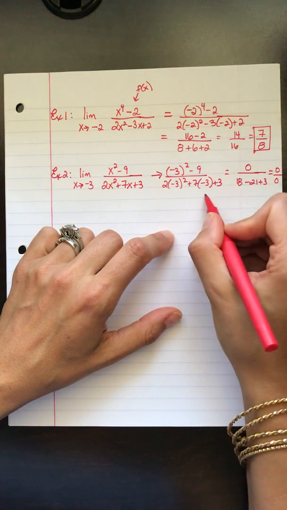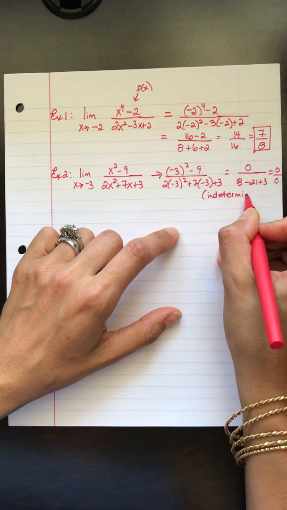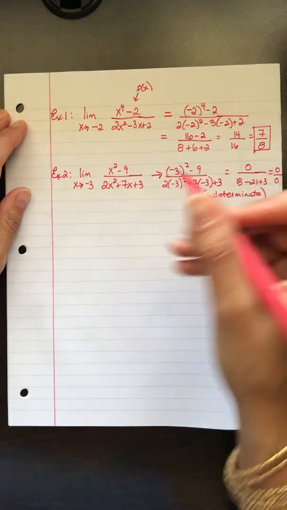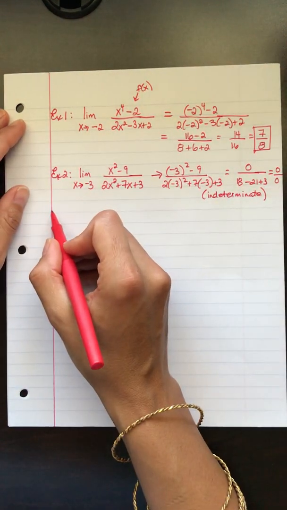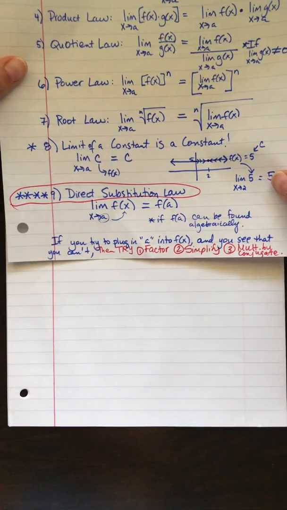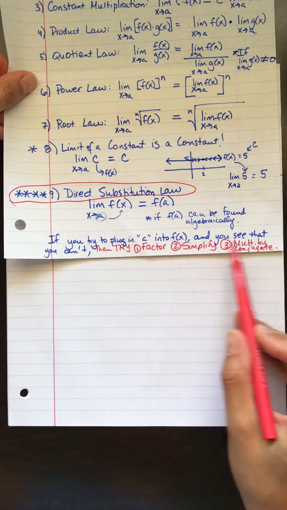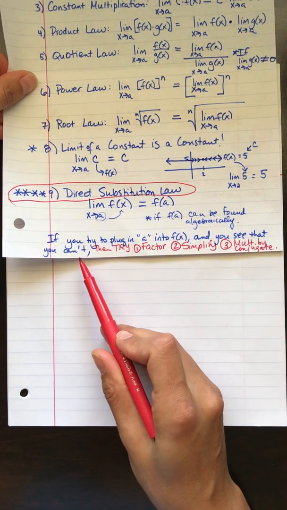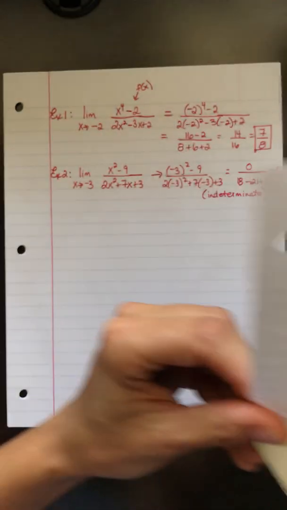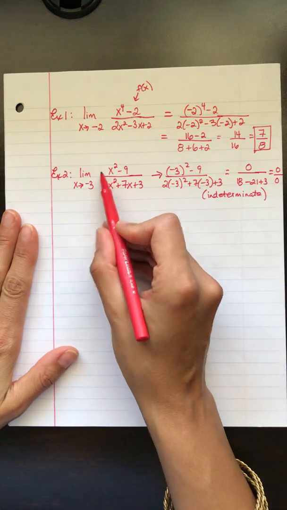We call this an indeterminate form. You cannot accept that because 0 over 0 is undefined. So, like I said at the bottom of the notes on this page, if you try to plug in an a into f of x and you see that you can't, so we just saw that we can't, then try either factoring, simplifying, or multiplying by the conjugate. Well, let's see. I think I'm going to try to factor because I see the difference of 2 squares.